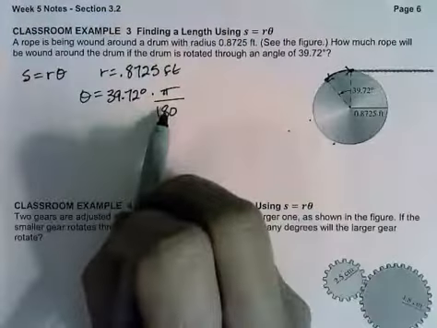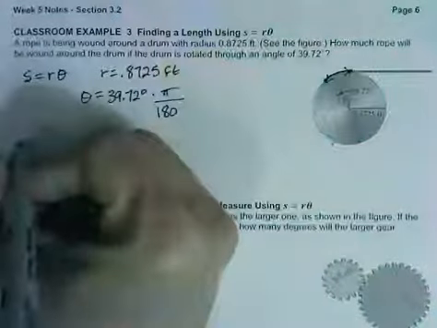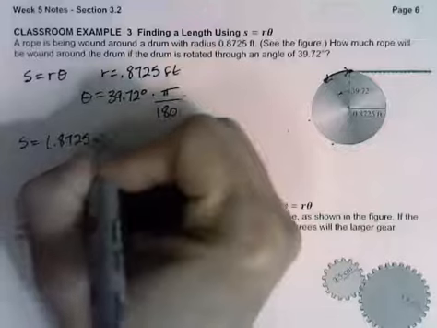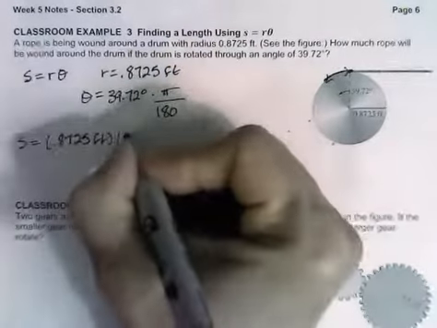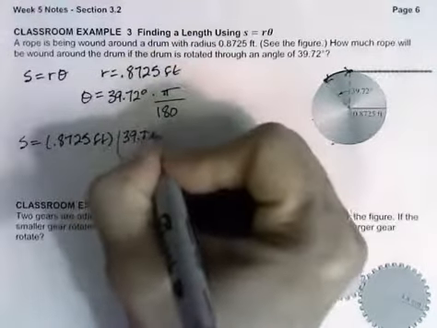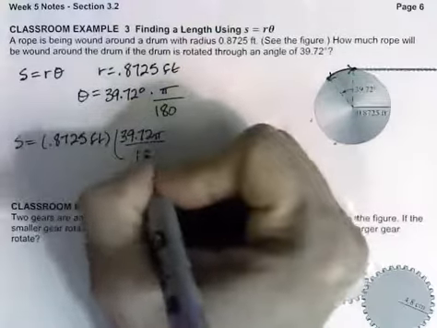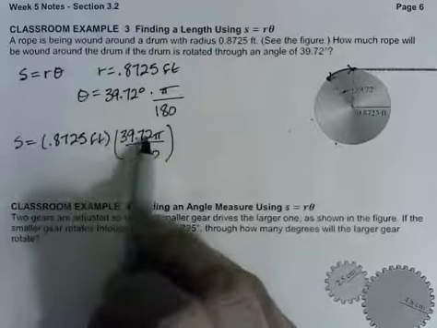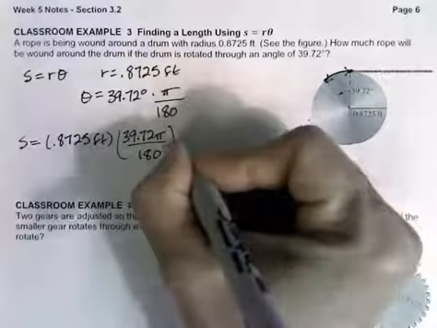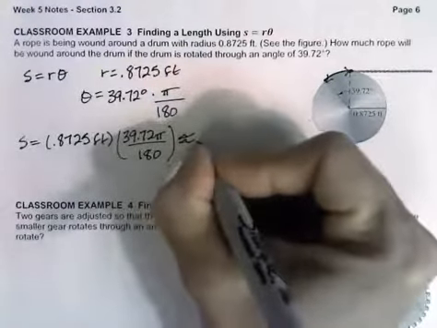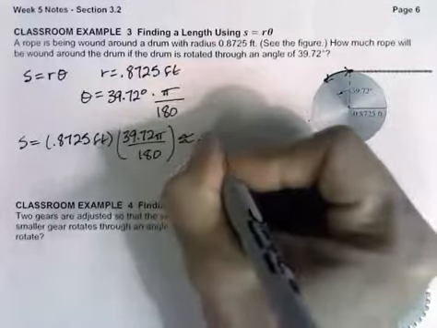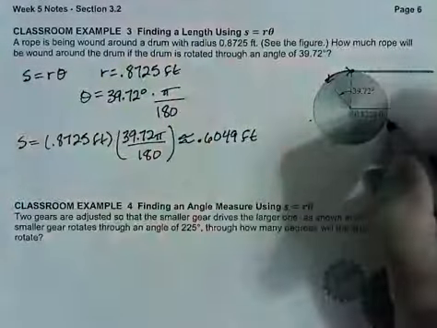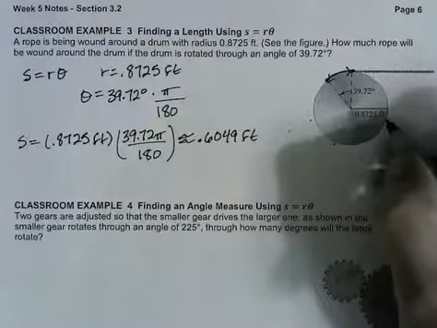I'm just going to leave it like this to put it into the formula. So we would have our 0.8725 feet times 39.72 pi over 180. Putting that in my calculator. This one, my values here were 4 significant digits, so I'm going to round this to 4 significant digits, and that gives me 0.6049 feet.